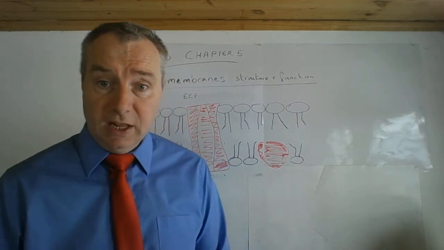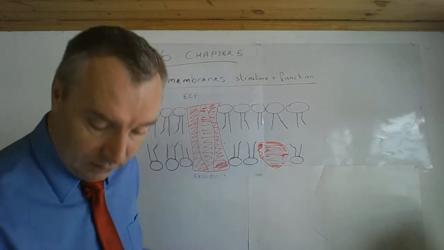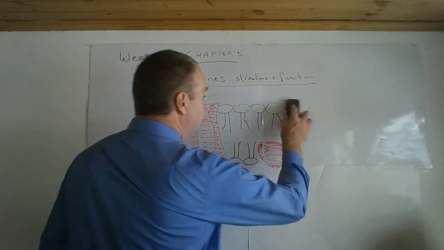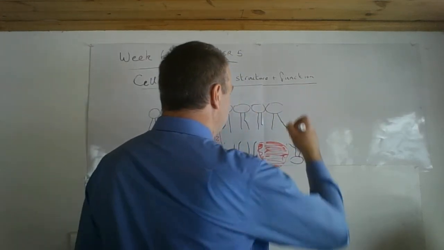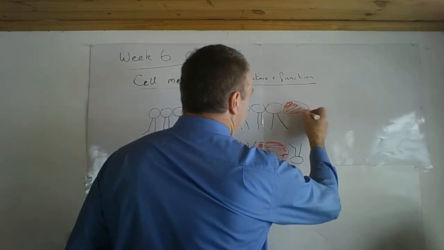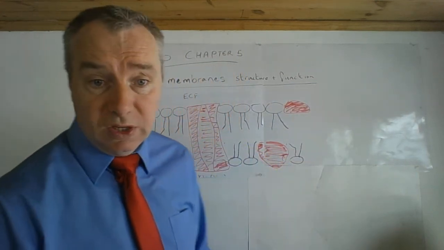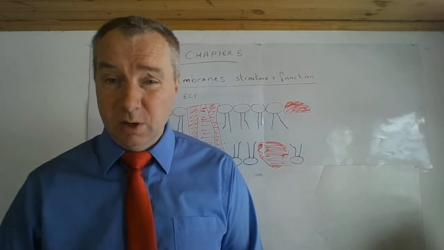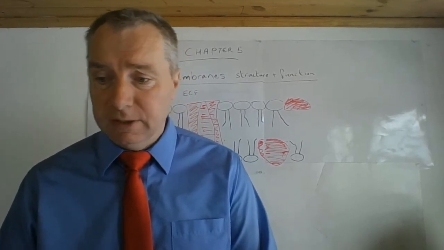This is a protein that resides on either the inner or the outer layer of the cell membrane. So we could have one there, and we could also have one here. And sometimes those peripheral proteins are glycoproteins or something like that, but we'll talk about that later. They have different functions.